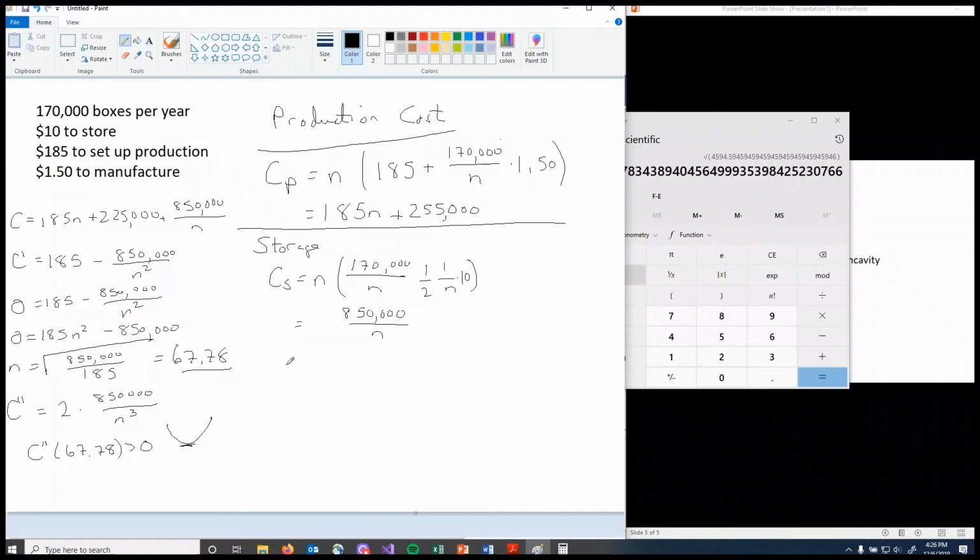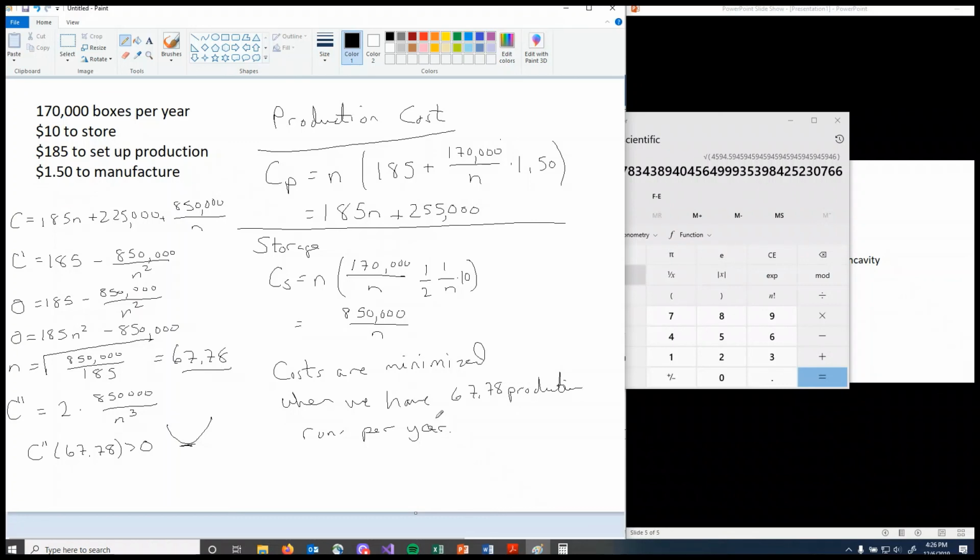So costs are minimized when we have 67.78 production runs per year. And most likely, of course, we would round that to probably 68 production runs per year. We can't run 0.78 production runs a year.